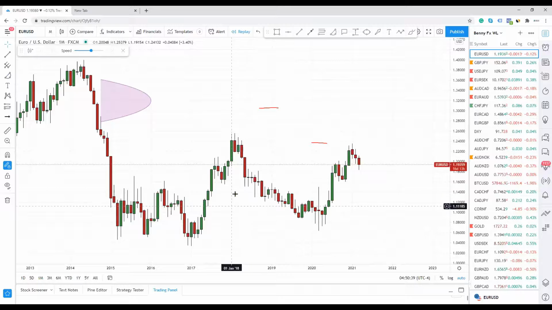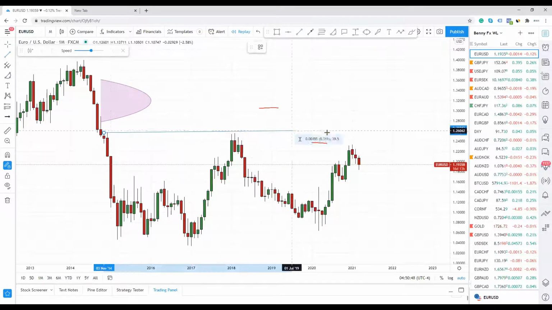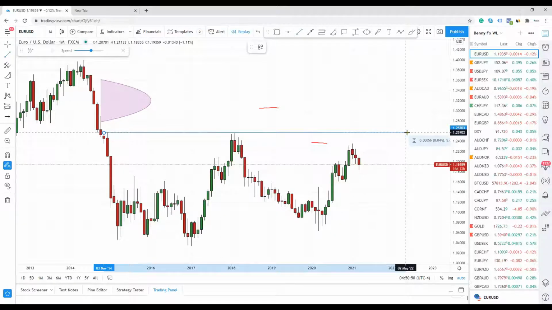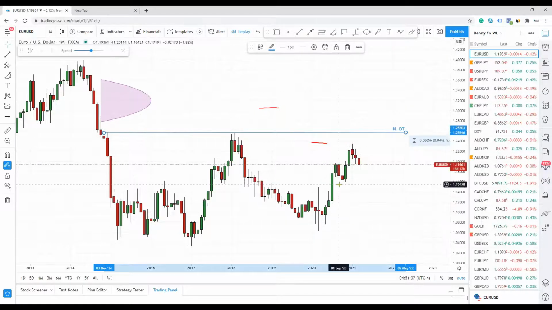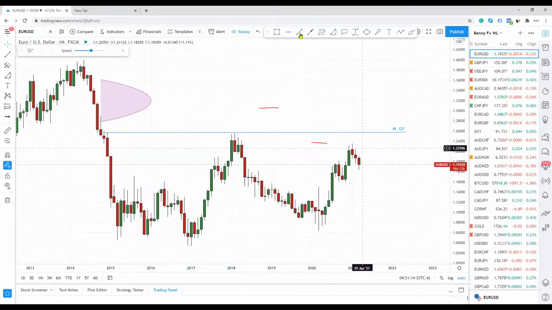So we can see that this liquidity is filled up. There's a high there. There's a double top. Can you see now this is the double top? So this is a monthly double top. We have a low here, a monthly double bottom.